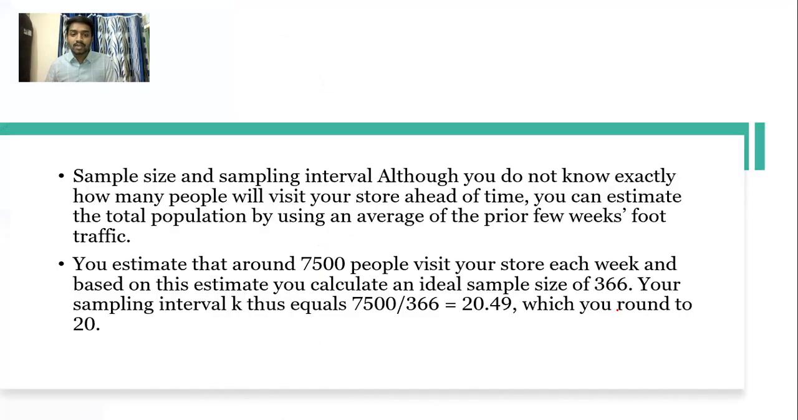So keep waiting. Regarding sample size and sampling interval, we don't know exactly how many people will visit your store ahead of time, right? We can't say every day, we can say an average. Every day 100 to 150 customers can come, 200 to 250 customers can come. So like this, you can estimate the total population by using an average of the prior few weeks' foot traffic. You can take a report that was recorded a few weeks back, and you can choose a day where you have more logins or more walk-ins to the store.